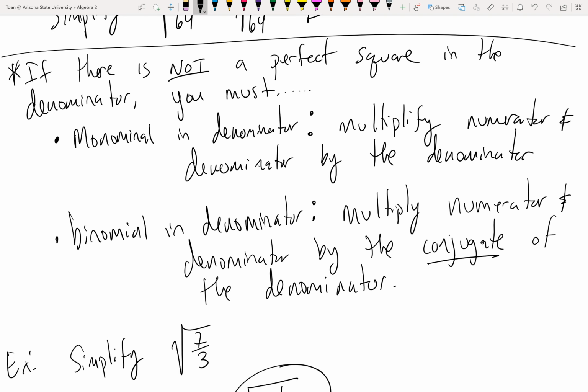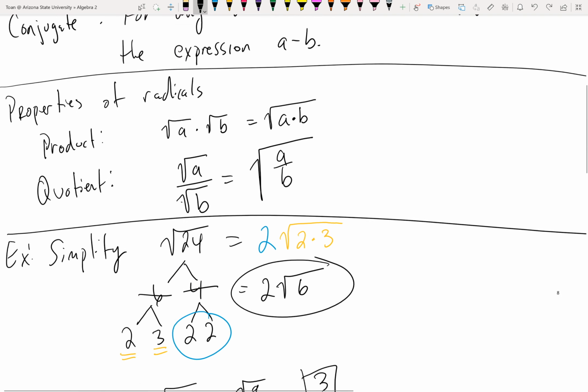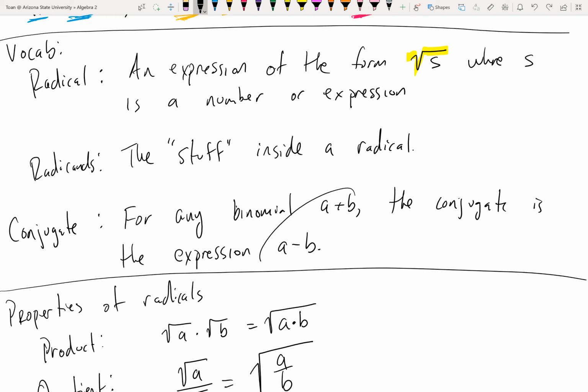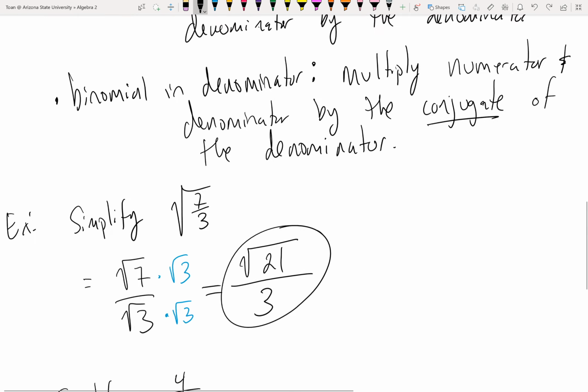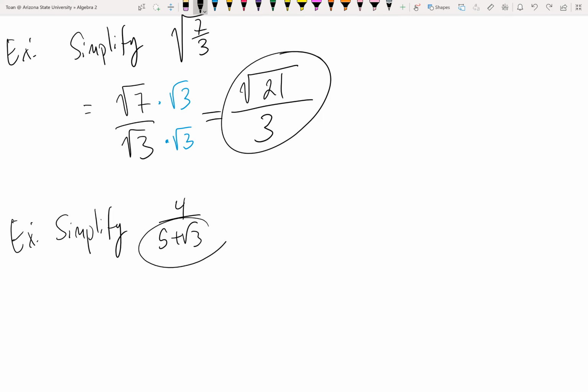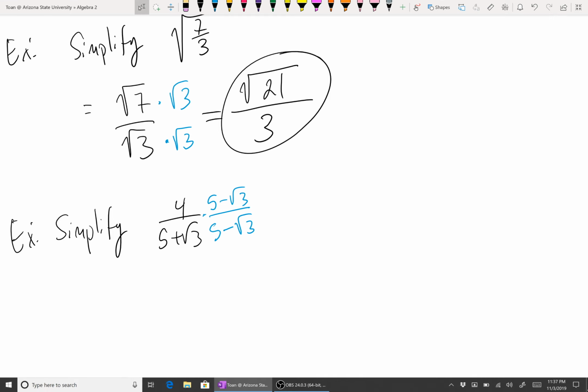And conjugate is simply a math term for the opposite binomial. Basically a clone of the binomial, except the middle sign is changed. So in our example, since I have a binomial in the denominator, I'm going to multiply the top and the bottom by the conjugate. And the conjugate of 5 plus radical 3 will be 5 minus radical 3. It literally is the same binomial, except the middle sign is changed.